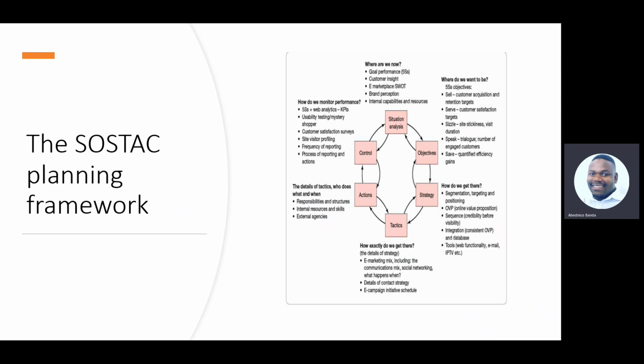So you do the 5S objectives. Remember, we spoke about selling, serving, sizzling, speaking, and sharing. So you ask if there's something that you offer in terms of selling. What is it that I need to sell? What is it that I need to put on offer out there? If you're talking about relationships, for example, what you ask yourself is, what is it that I need to bring on the table? So the same thing with digital marketing as a brand. You need to ask yourself, as a company, what is it that we need to bring on the customer's table? So this will then lead to customer acquisition or retention targets.